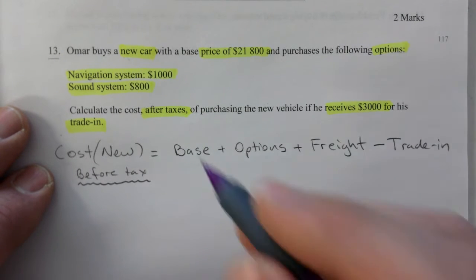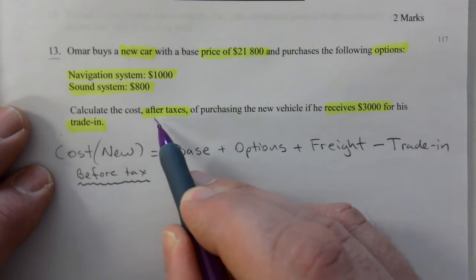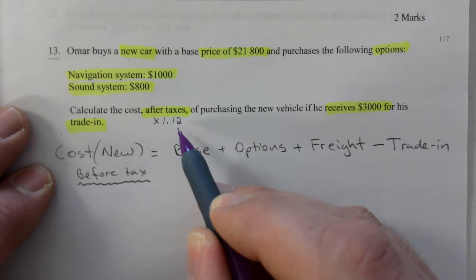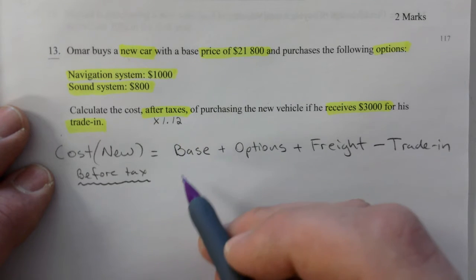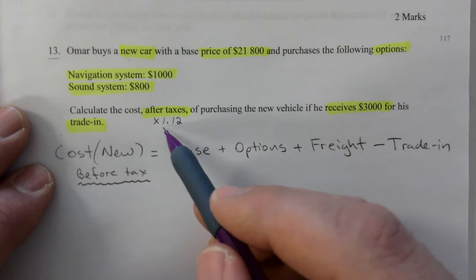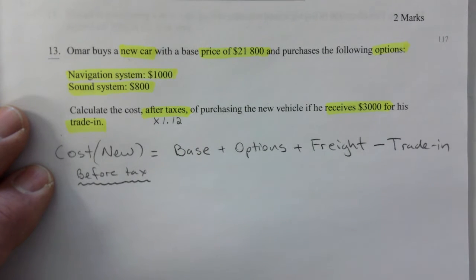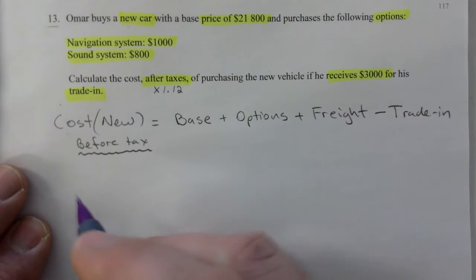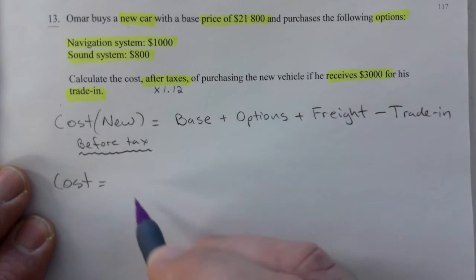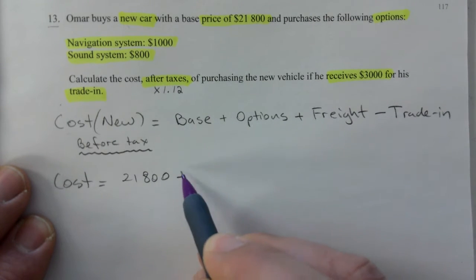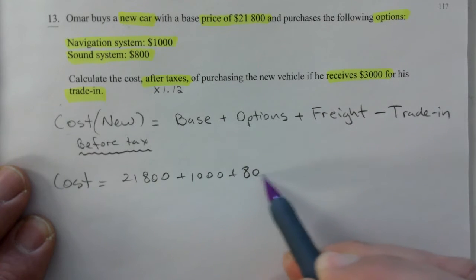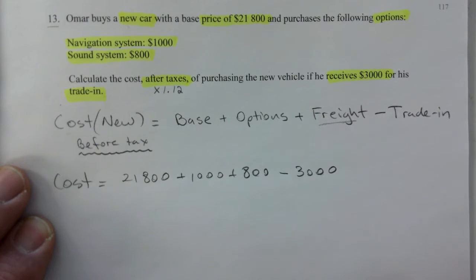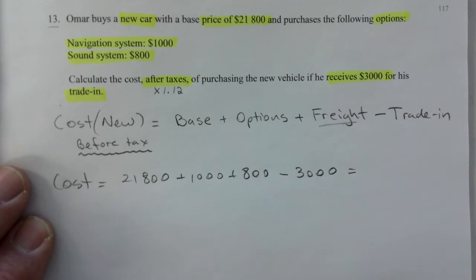If it says after tax, right, which it does here, all we need to do is multiply our final answer by 1.12 because it's 8% PST, 5% GST, so that's 12%, right? And so whenever you do this, obviously you're going to have to multiply by 1.12 to get your price after tax. So we're going to calculate that cost of purchase. 21,800 plus the 1,000 plus the 800. We don't have this, so omit, minus the trade-in. Let's come up with that.